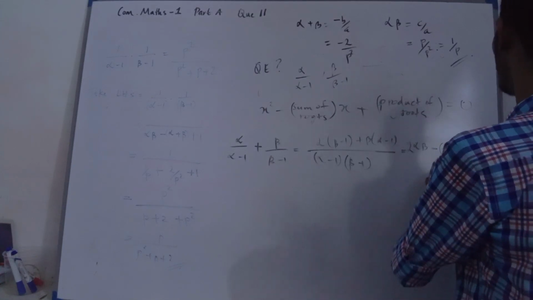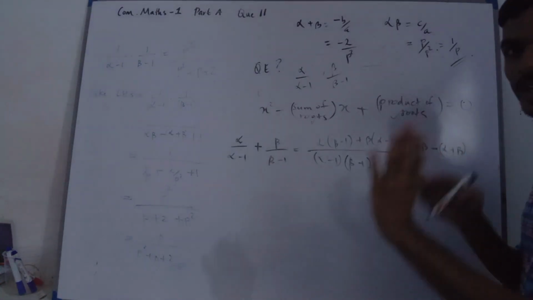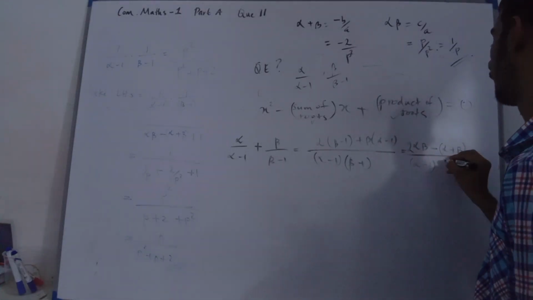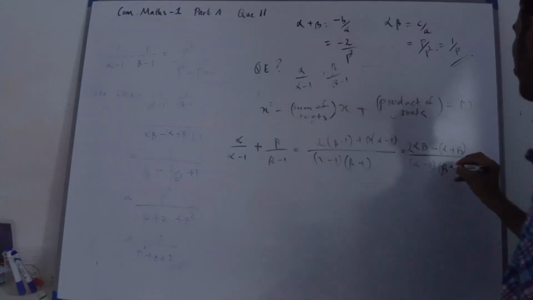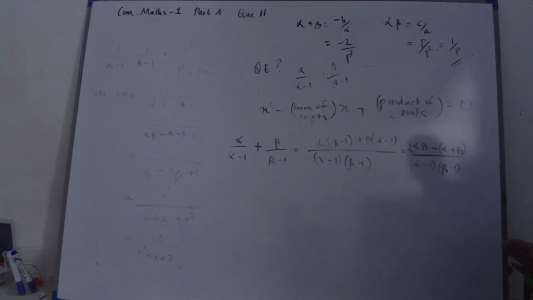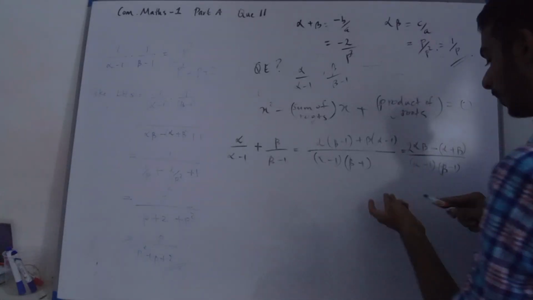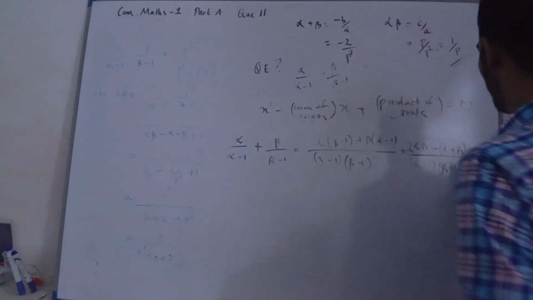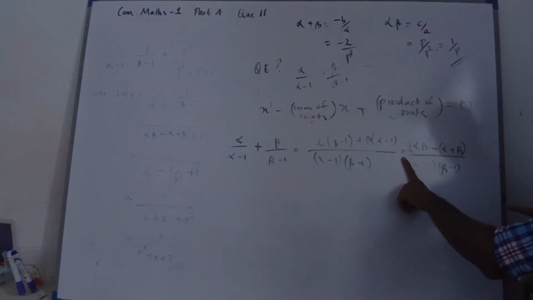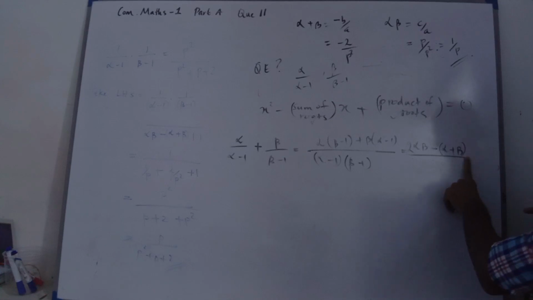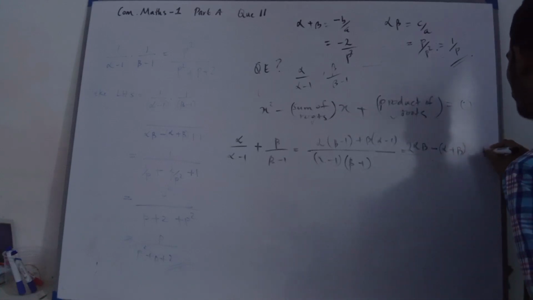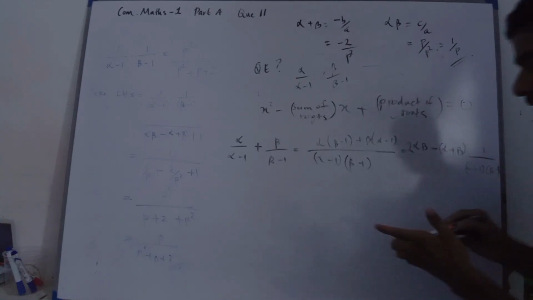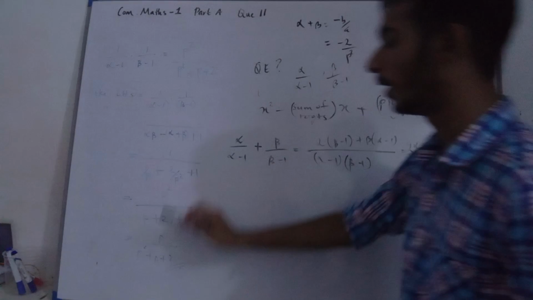Since I have values for alpha plus beta and alpha beta, I have to transform them, right? Divided by alpha minus 1 into alpha beta minus 1. Okay, now this can be written as 1 into 1 divided by alpha minus 1 into beta minus 1. Okay, because this is what I have already found out.